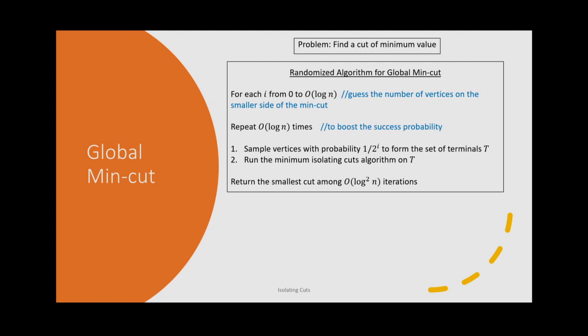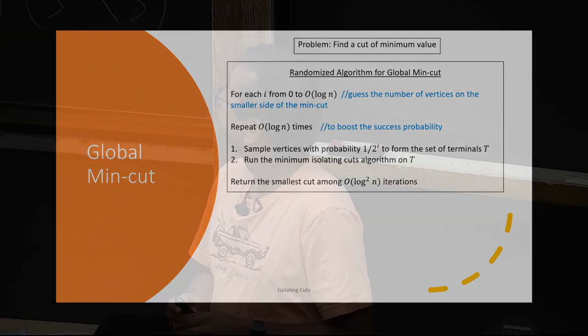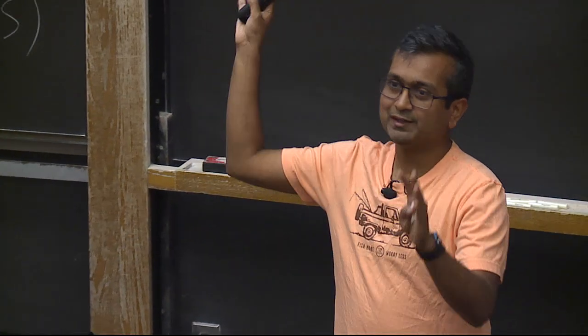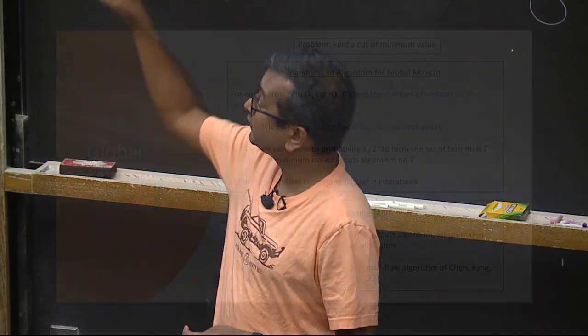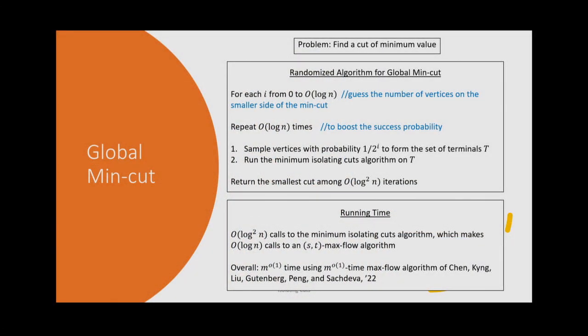And within these two loops, all I'm doing is sampling vertices with probability 1 over 2 raised to i, and then running isolating cuts on this sample. Of all these cuts that we get, we report the minimum one at the end, and that's my global min cut algorithm. What's the running time? Everything else is linear time. The only thing that's non-trivial is the fact that I'm running max flows. Of course, thanks to Rasmus and his co-authors, max flow nowadays is also pretty close to linear time. So overall, this takes time that's almost linear.